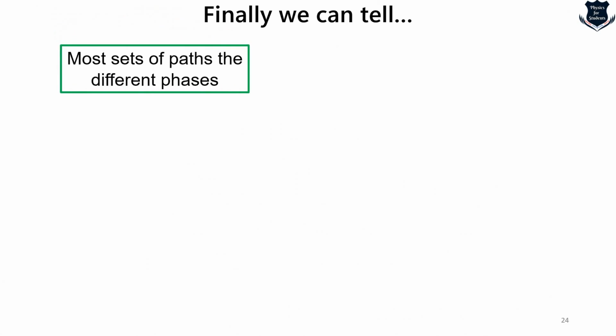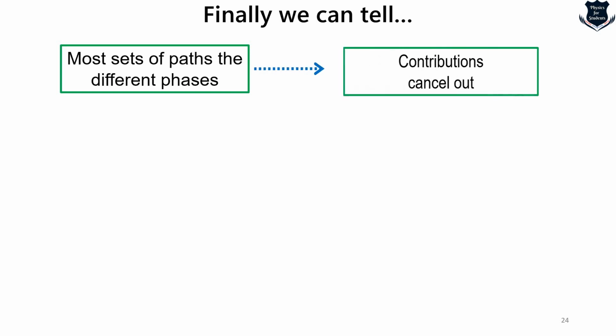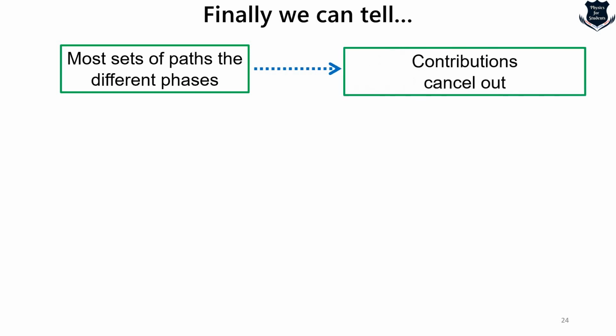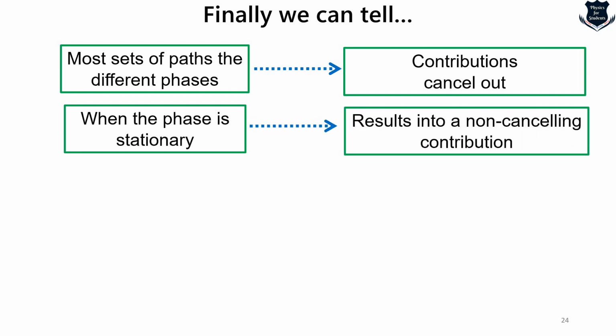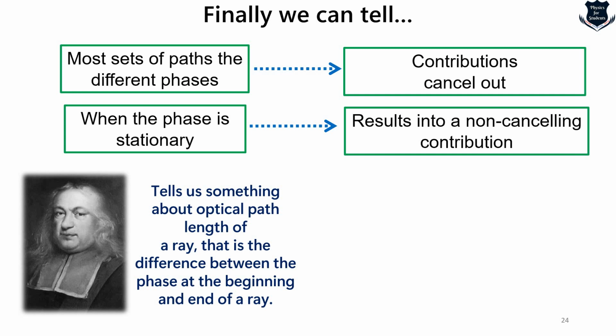So here is the final crux, I would say, but we can say it in simple language. Most sets of paths with different phases will lead to contributions which cancel out, and when the phase is stationary, it results in a non-cancelling contribution. So Fermat's principle tells us about the optical length of the path, that is the difference between the phase at the beginning and at the end of the ray. That is what Fermat's law in optics tells.